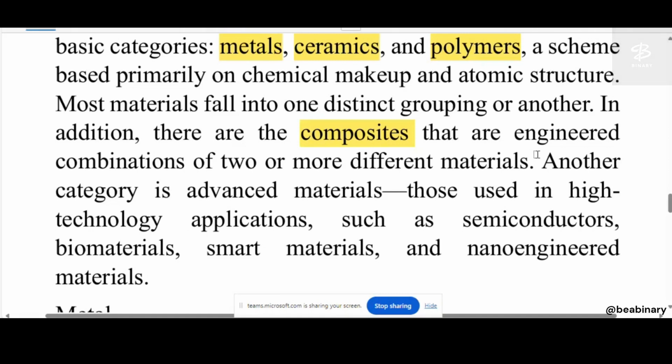So composite materials are of different types. I have gone into details that were not required right now. In addition, composite materials are engineered combinations of two or more different materials. Take the example of the concrete beam: you have the rod, the concrete, sand, and cement.